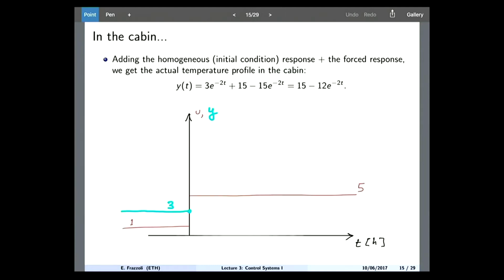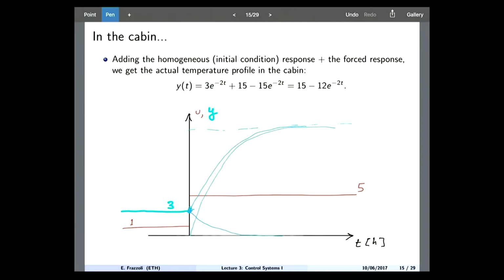So going back to the cabin, what we know is that the initial condition response was something like that. The forced response was something like that. What do you think will be the sum of these two? I'm adding, so here I'm adding 3 plus 0, so it will be 3, right? Eventually, it will be 15 plus 0, so it will be 15, right? In the meantime, it will be something like that. So now we go back, when you're asking, why doesn't the temperature start from 3? Yes, it starts from 3 when you take into account the initial condition response.